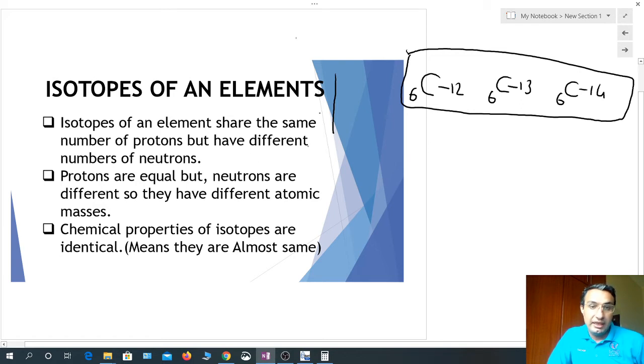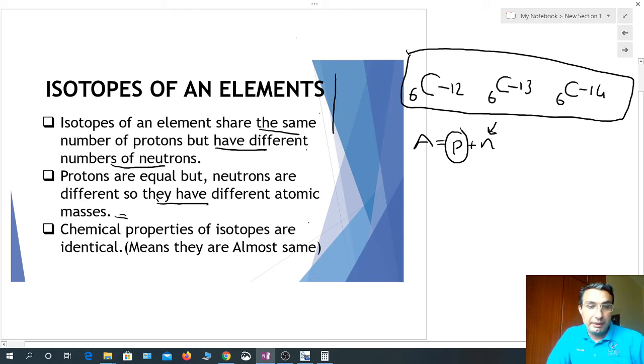So as you see, isotopes of an element share the same number of protons but have a different number of neutrons. Since we know that atomic mass is equal to P plus N, if the P is equal in all the elements, the N should be different. They must have the same atomic number but a different number of neutrons. That's why they have different atomic masses. Protons are equal but neutrons are different, so they have different atomic masses. I am going to give an example.